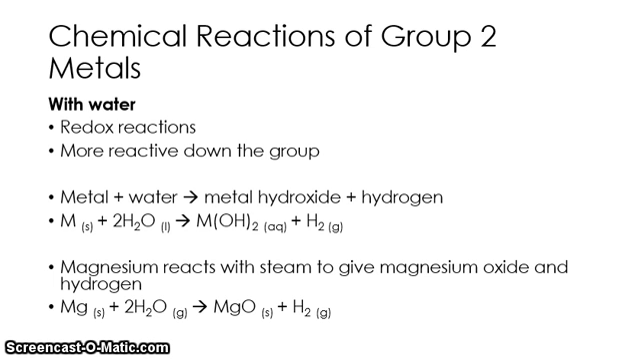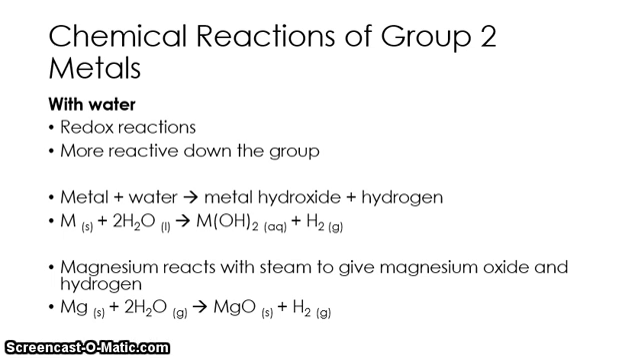Now, as we said, these get more reactive down the group, so the reaction gets more vigorous. The general equation is that the metal reacts with the water to give metal hydroxide and hydrogen, which we can represent with this general equation where M is the metal. So that reacts with the water to give the metal hydroxide, and because it's in group 2, it's going to be M(OH)2, there's a 2 outside the bracket, remember, and you're also going to get the hydrogen gas.